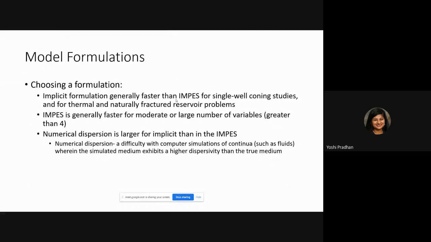So when you're choosing a formulation for numerical simulation, implicit formulation is generally faster than IMPES for single well coning studies and for thermal and naturally fractured reservoir problems. IMPES is generally faster for a moderate or large number of variables, so greater than 4. Numerical dispersion is larger for implicit than for IMPES. What exactly is numerical dispersion? It's a difficulty with computer simulations of continua such as fluids, wherein the simulated medium exhibits a higher dispersivity than the true medium.